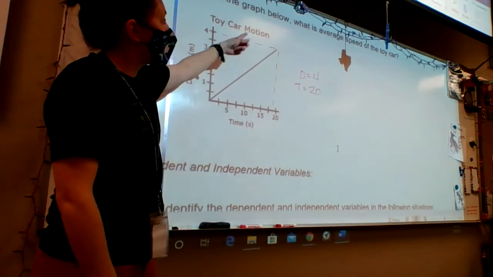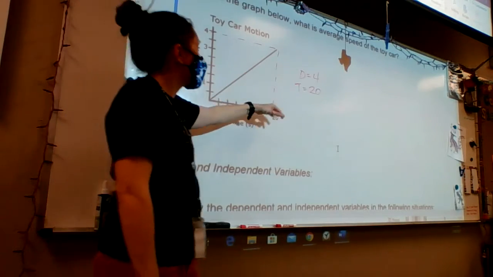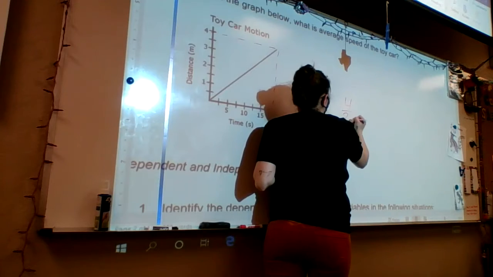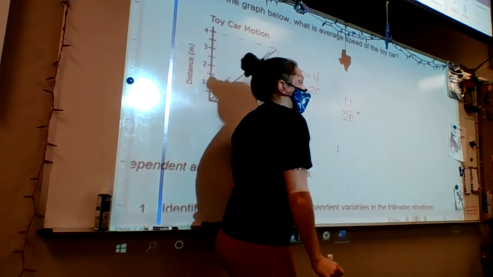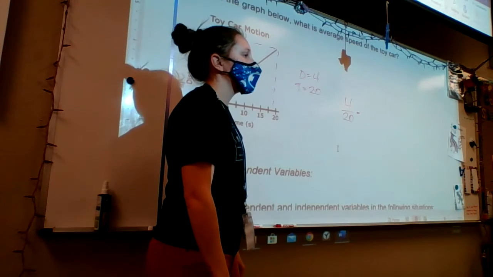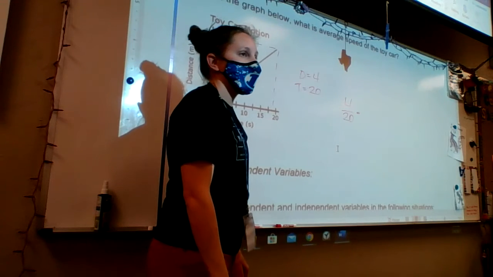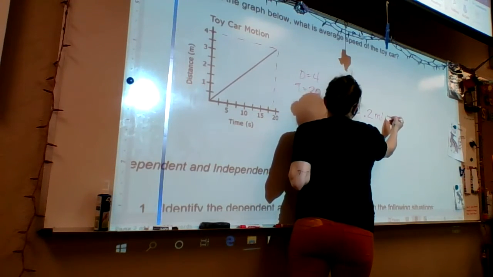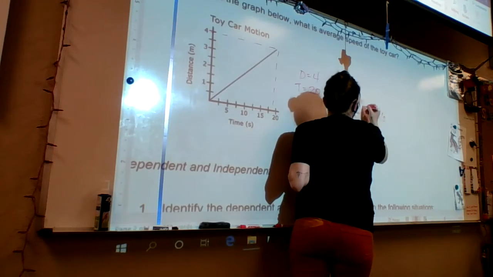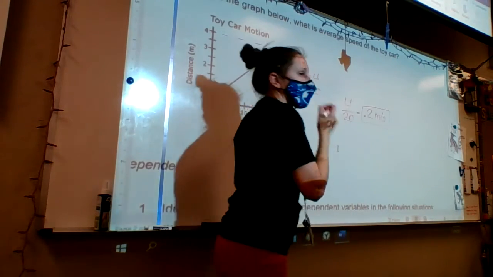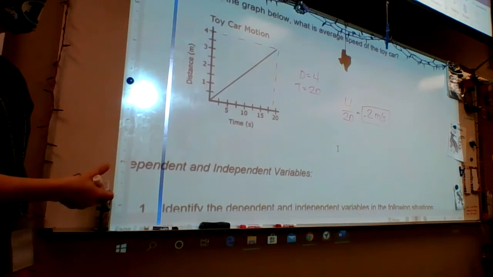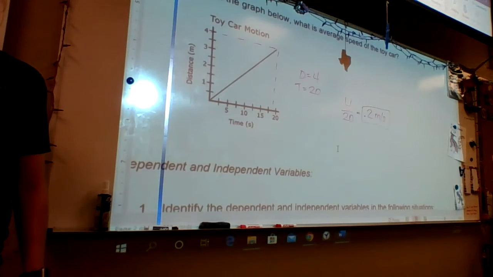Whenever it says what's the average speed of the toy car, you're just going to get its distance divided by time. So 4 divided by 20. Is it 0.5? 0.2. Yes, 0.2 meters per second. Thank you, Brooke. So that's how you would find the speed off of a distance time graph.